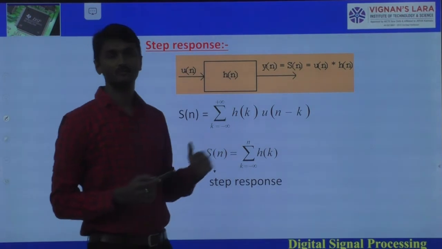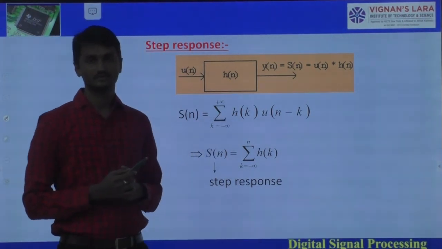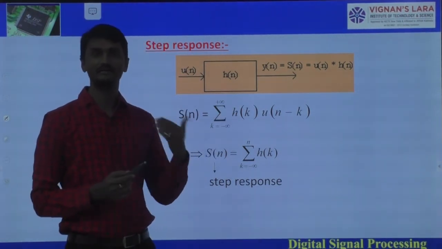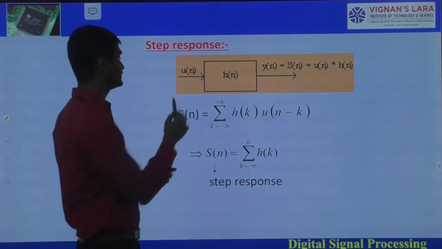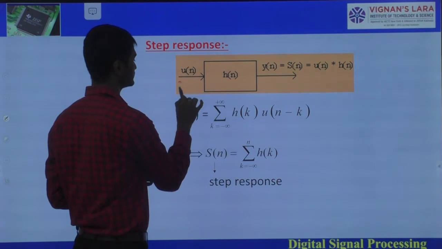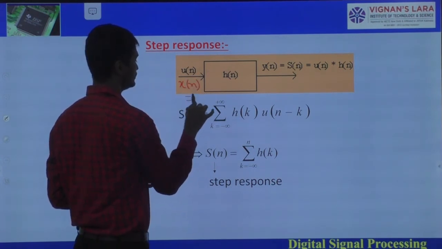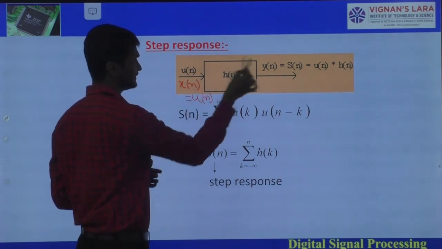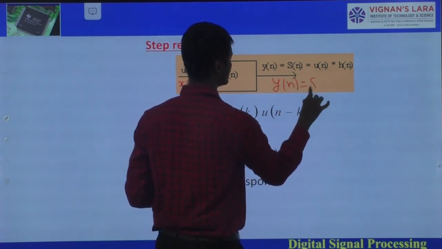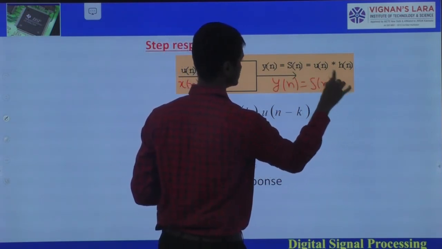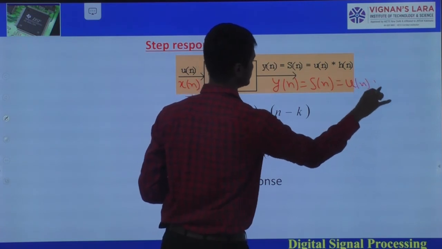Now we will move to the step response. What is step response? As I already mentioned, the step response is nothing but this: if the input of the given system is x of n equals u of n, then the response of the system, y of n or denoted by s of n, is equal to u of n convolution h of n.